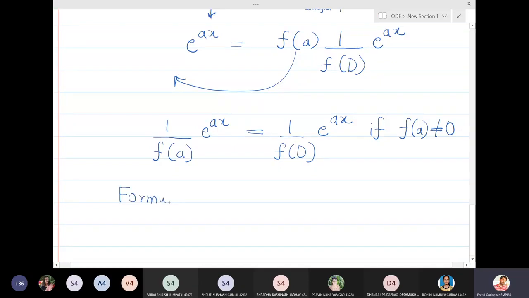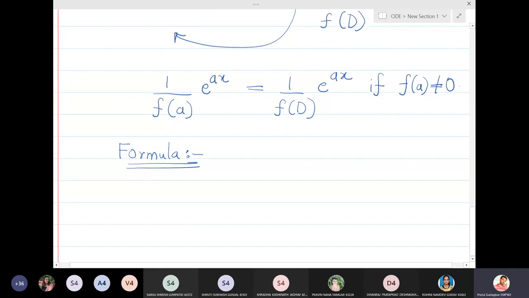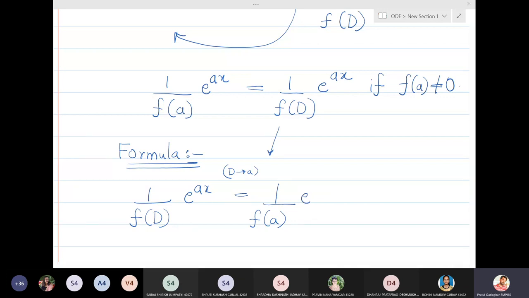Okay, so this is one of the important formulas that we have derived from this particular calculation. Let me write it as a formula. Now, how am I going to remember the formula? I'm going to remember it like this: 1 upon f of d e raised to ax is equal to 1 upon f of a e raised to ax. See, I told you the hint. What is the hint? Replace d by a, just, and write the same thing again. Provided what? If f of a is not equal to 0.